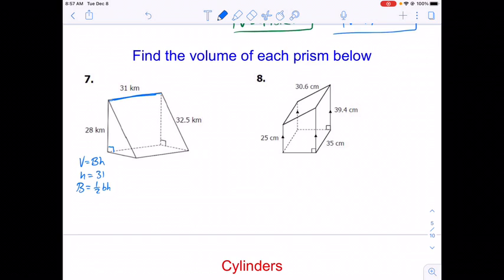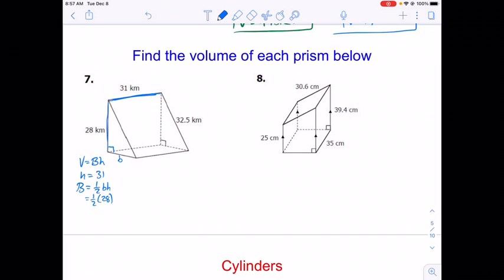Now, in this case here, we're going to have 1/2. My base, I don't have down here. I don't know what my base is. My height, I know, is going to be 28. The height of this triangle. So now, how do I find my base?